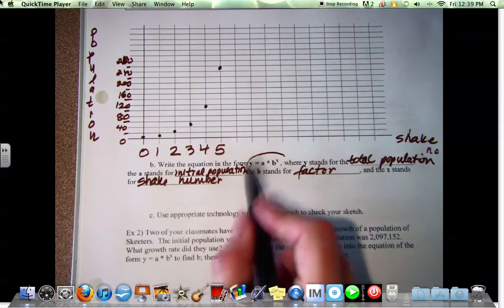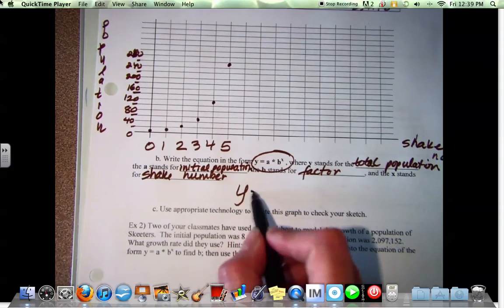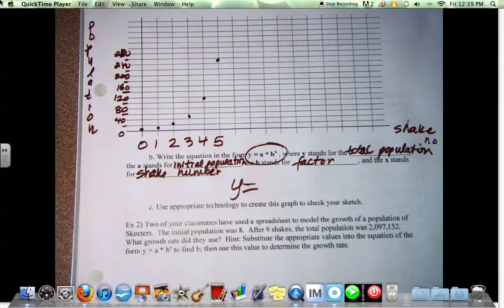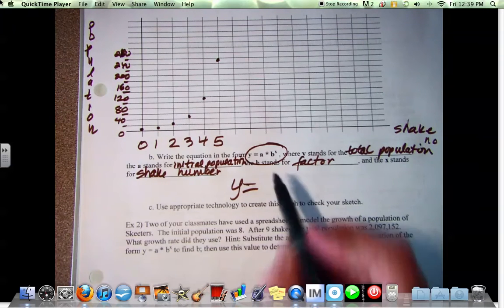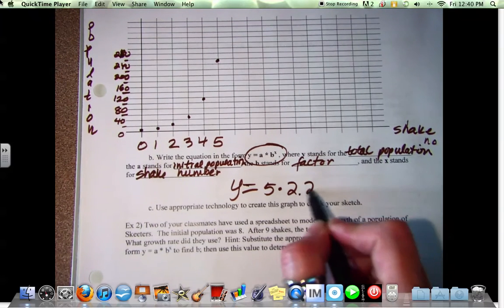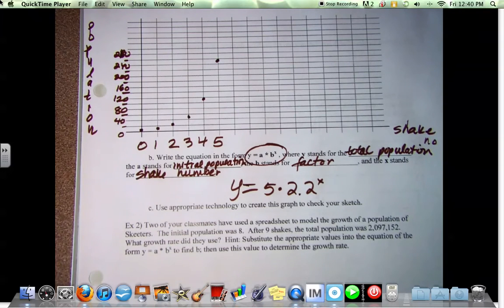So, let's write it. y equals. The a stands for the initial, so what is our initial? 5. Times 2.2 to the x. All right, it says, use appropriate technology to create this graph and check it.